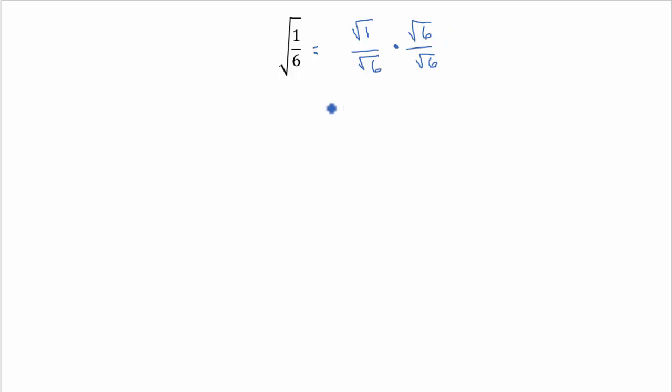Either way. Okay, so the square root of 1 times the square root of 6, well, that's just 1 times the square root of 6. But the square root of 6 times the square root of 6 is 6. So there's your answer.